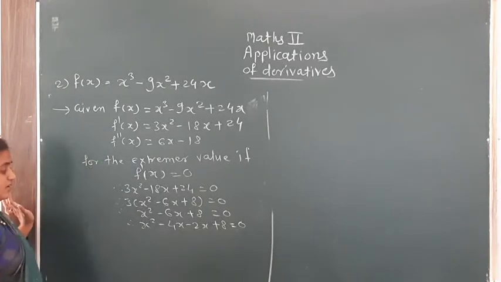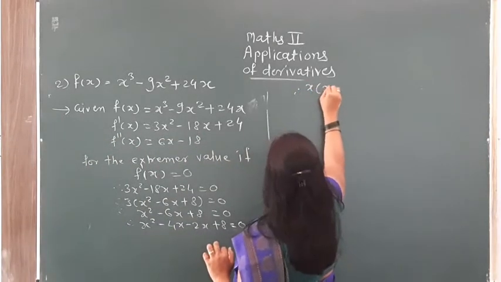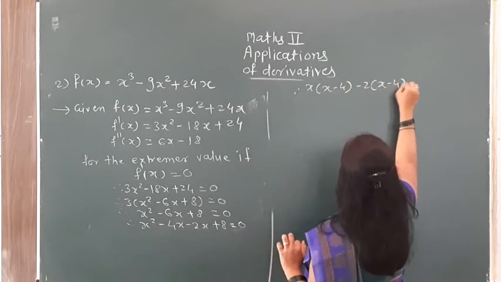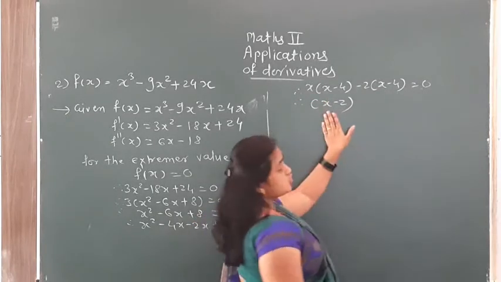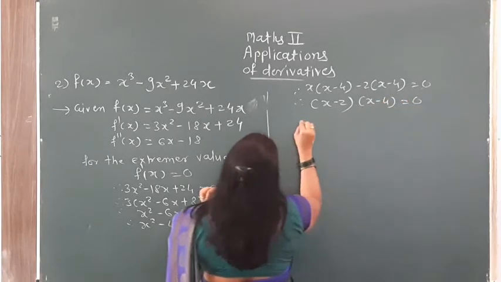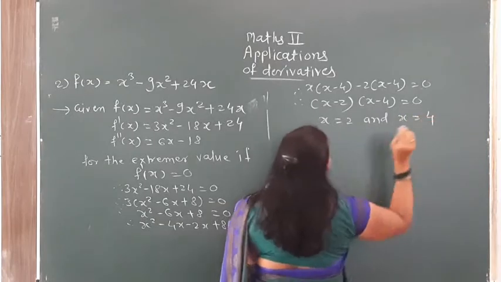We can find the roots here. So this implies x outside, inside the bracket x minus 4, minus 2 outside, x minus 4 is equal to 0. x minus 2 is one bracket, x minus 4 is another bracket. So we get the roots: x is equal to 2 and x is equal to 4.